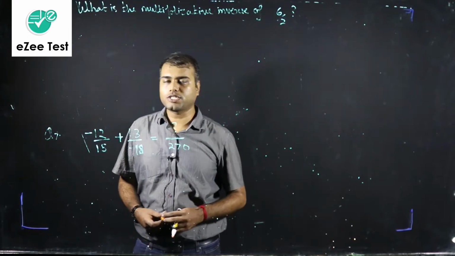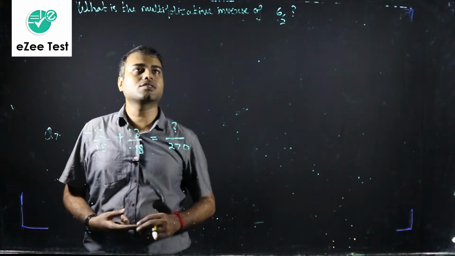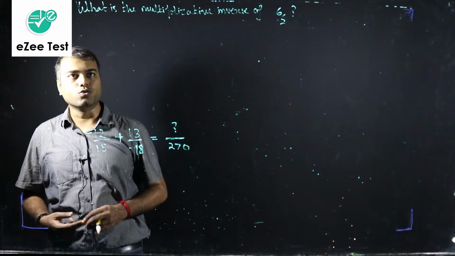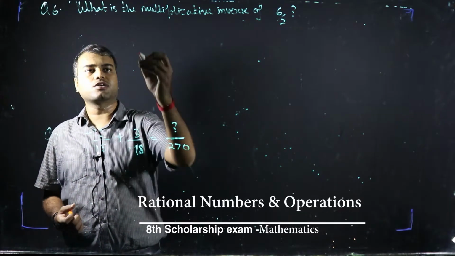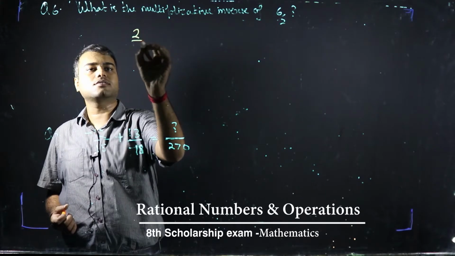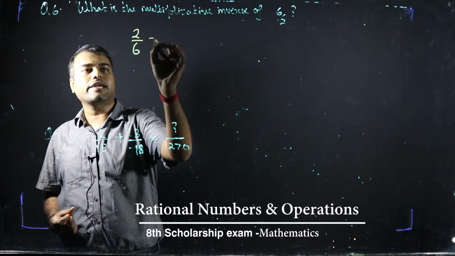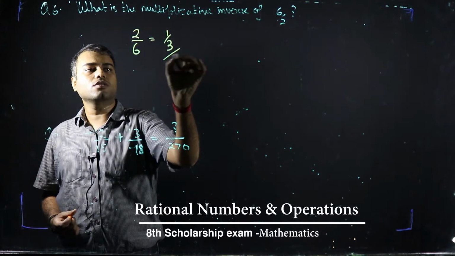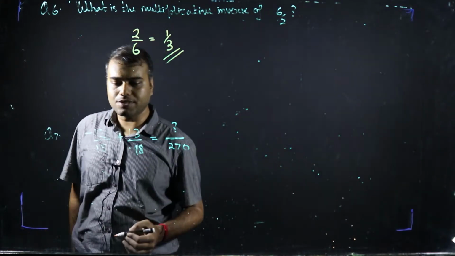Let's move on to question number 6 and question number 7. Question number 6 asks us, what is the multiplicative inverse of 6 by 2? So as we have learned earlier, it is very simple. Multiplicative inverse of 6 by 2 will be 2 by 6. That is the reciprocal of 6 by 2. And 2 by 6 simplified is 1 by 3. So the answer is 1 by 3. Now let's move on to question number 7.